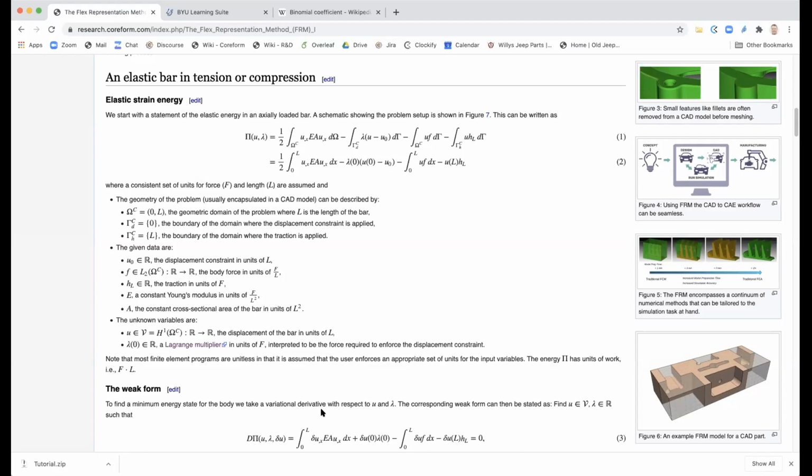I've done it both ways, and especially for engineering students who have a lot of background in strain energy, displacements, stress, internal and external energy, this is a much easier entry point than a purely mathematical way of thinking about it.